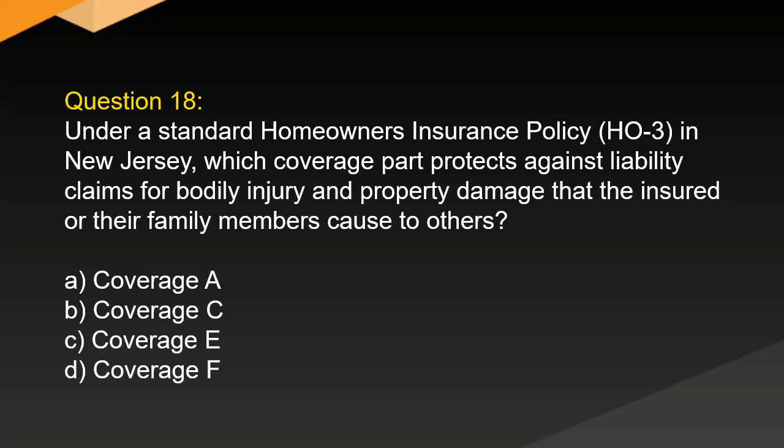Question 18. Under a standard homeowners insurance policy HO-3 in New Jersey, which coverage part protects against liability claims for bodily injury and property damage that the insured or their family members cause to others? A. Coverage B. B. Coverage C. C. Coverage E. D. Coverage F.